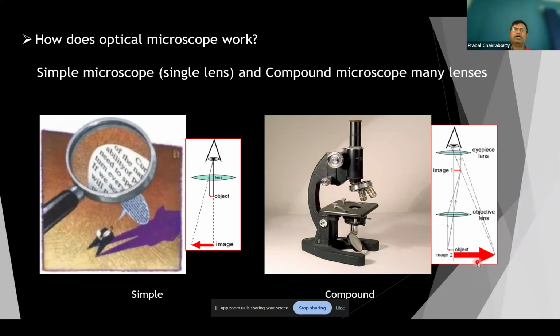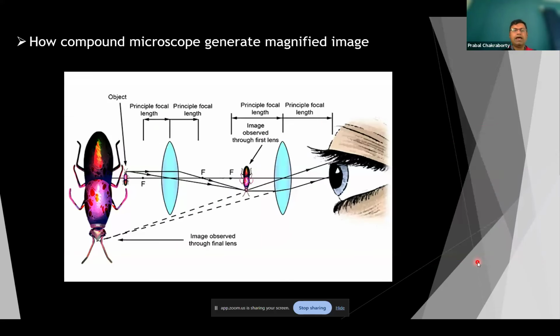So that is how, with the help of the objective lens and eyepiece lens, we can magnify even more for the object. And this is the light path of how the image is formed. As I showed you in the last slide also, this is the same. And based on that, there are some things like focal length and others.